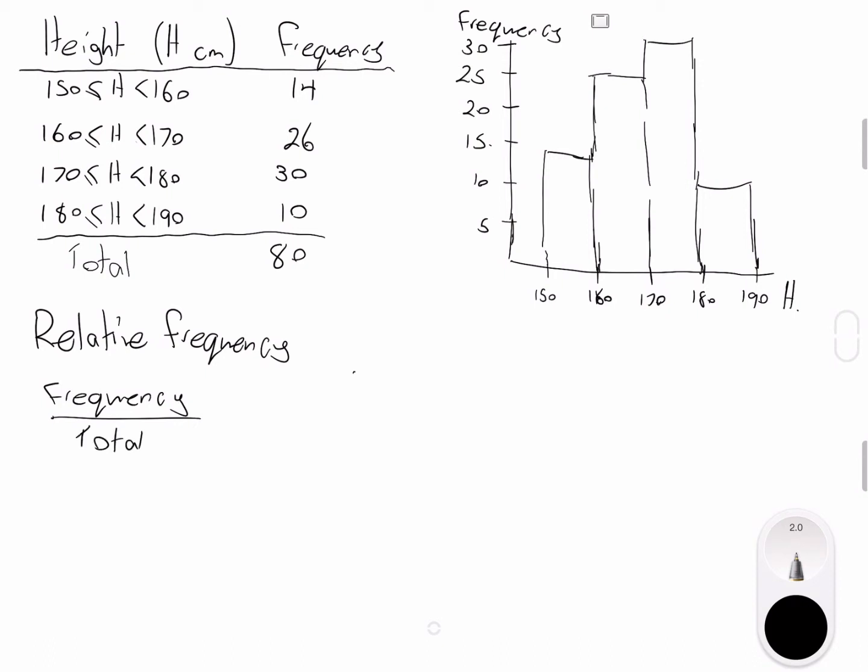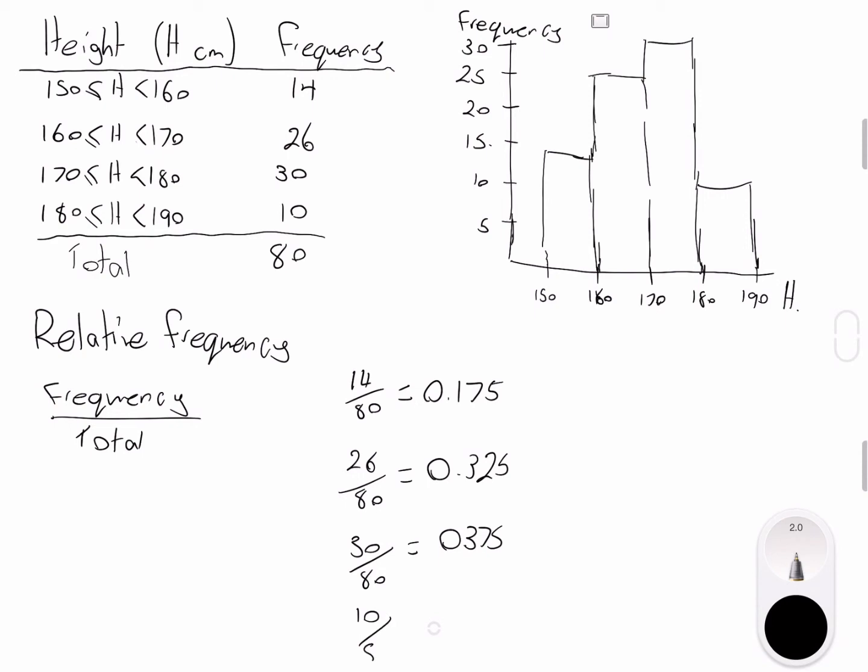So in this case, we're going to have 14 over 80, which is going to equal 0.175. 26 over 80, which is 0.325. 30 over 80, which is equal to 0.375, and finally 10 over 80, which is equal to 0.125. Now if you add all of these together, they'll equal 1.